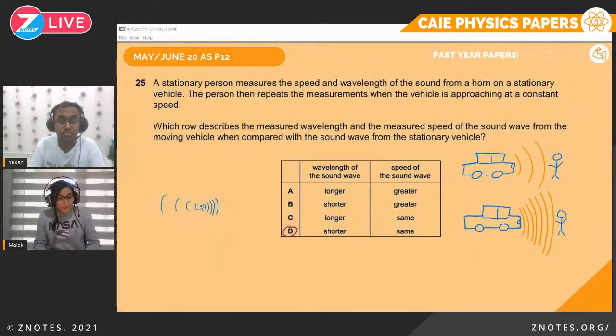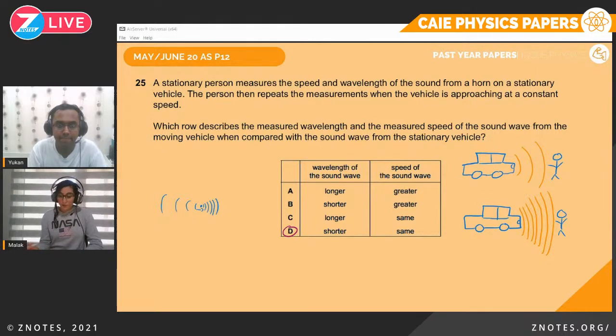Question 25. A stationary person measures the speed and wavelength of the sound from a horn on a stationary vehicle. The person then repeats the measurements when the vehicle is approaching at a constant speed. Which row describes the measured wavelength and the measured speed of the sound wave from the moving vehicle when compared to the sound wave from the stationary vehicle? So right now we measure the wavelength and speed. This is when they're both stationary. This is when it's moving.